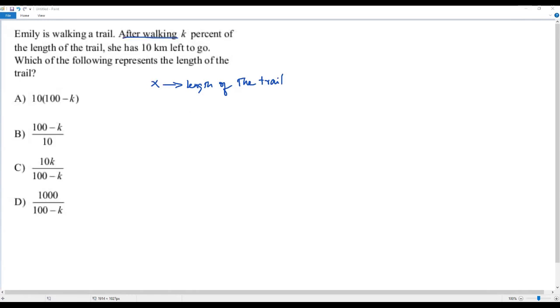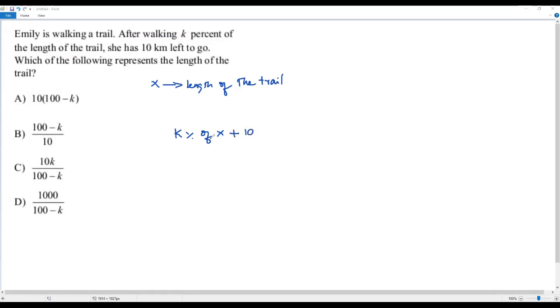Now let's consider this particular piece of information: after walking k% of the length of the trail, she has 10 km left to go. Let's calculate k percentage of the length of the trail, that is k percentage of x. After walking k percentage of the length of the trail, she has 10 km left to go.